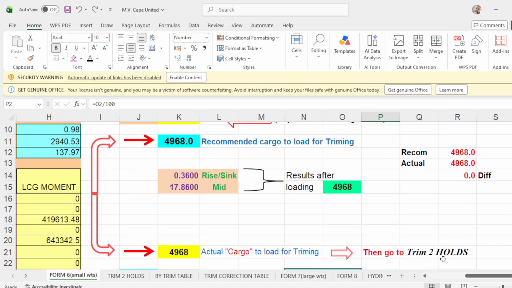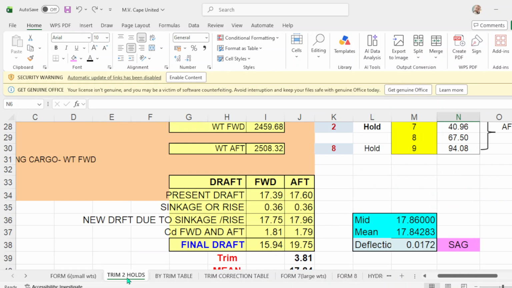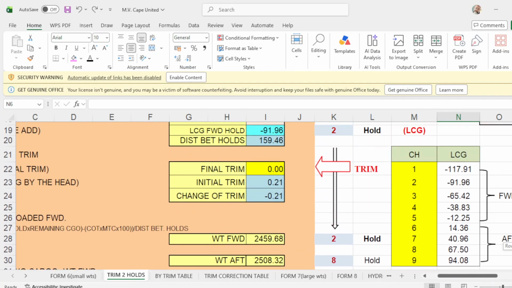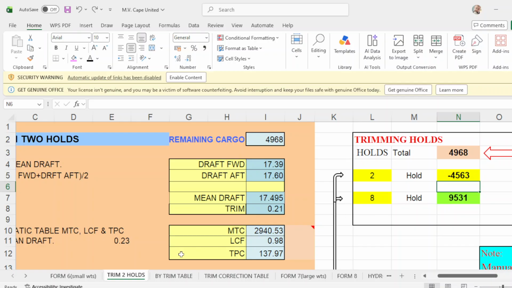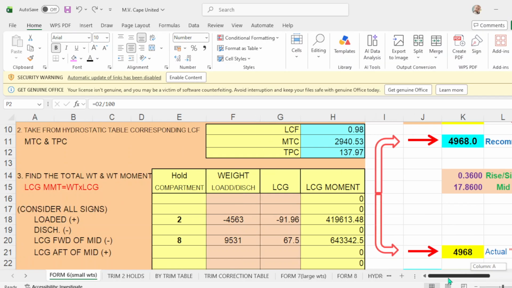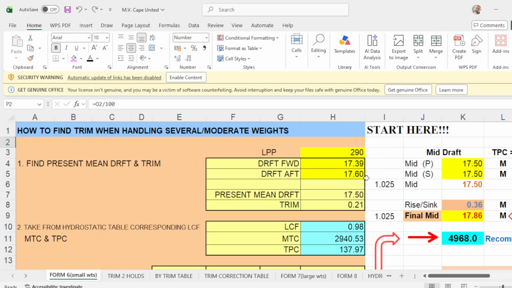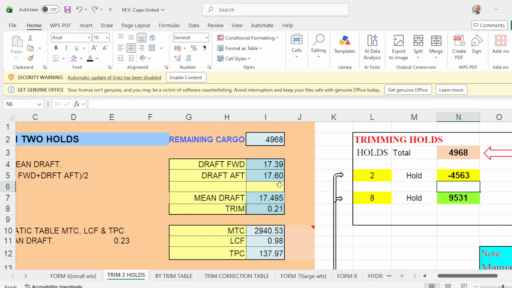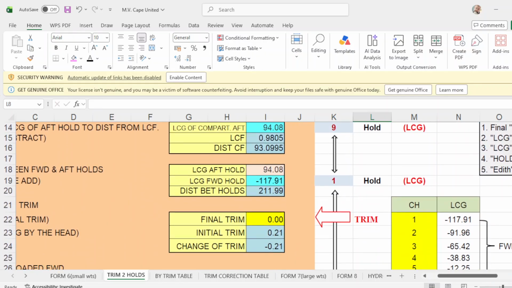Then you go to trim holds 2. And what is your initial drop? Initial drop forward is 1739 and 1760. Okay. Your trimming hold is 1 plus 1 and 9. Okay. Then scroll down. You have even keel. You put 0.